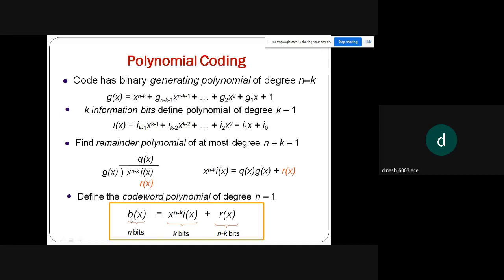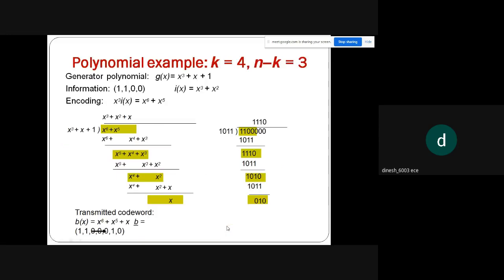The code word b of x is equal to x power n minus k into I of x plus r of x. So where this information is k, and this is n minus k. So this you can see with a nice example.